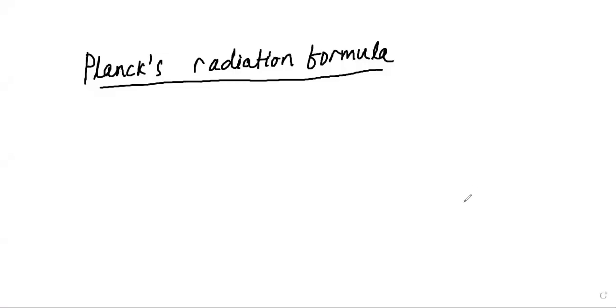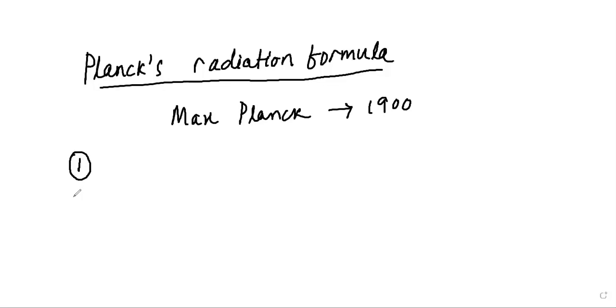Hello guys, today in this video we are going to discuss Planck's radiation formula. The explanation of black body radiation came from the German physicist named Max Planck in 1900. Okay, and he gave a few postulates, based on which Planck's radiation formula was derived.